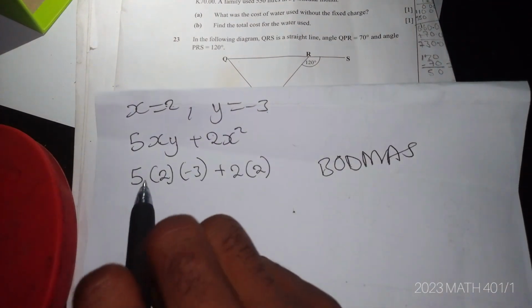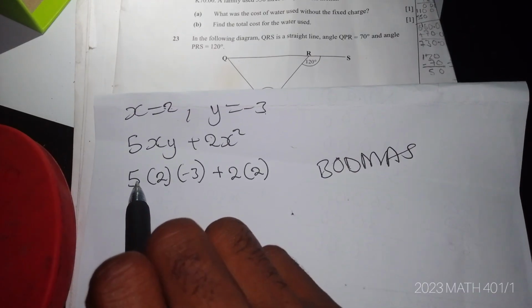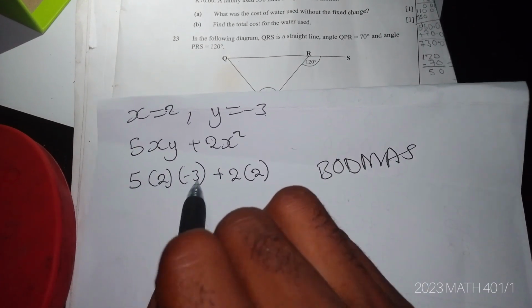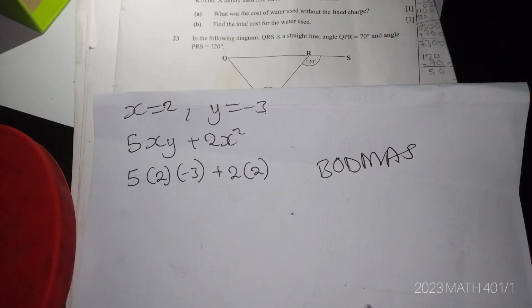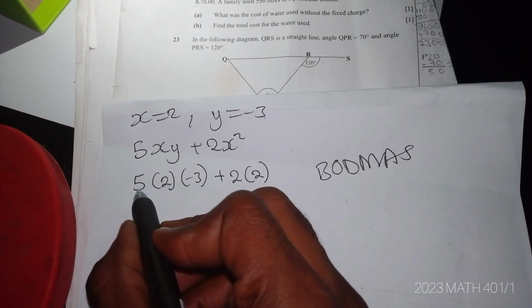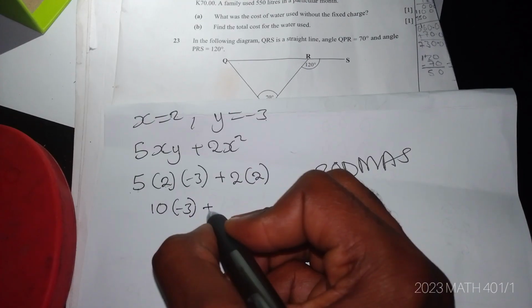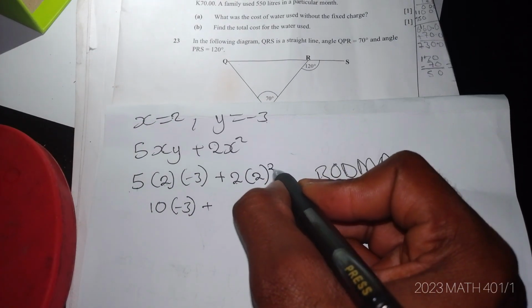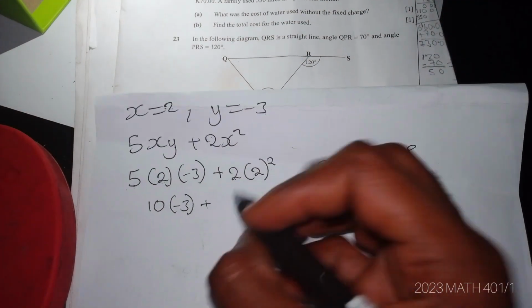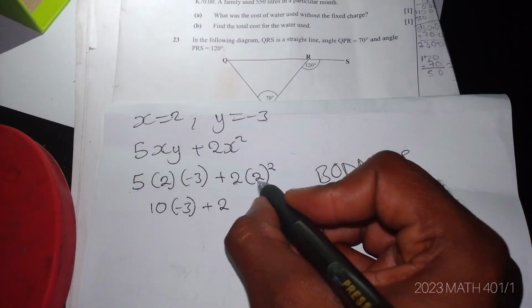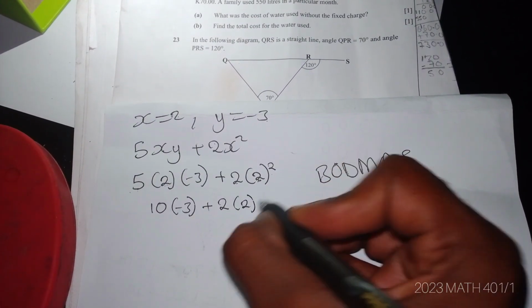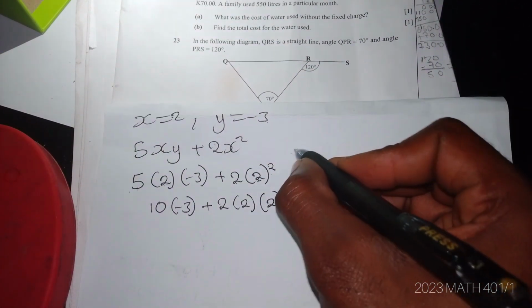So now I can either multiply these two first or these two first. The choice is mine. So I'll start with these two. 5 times 2, that's a 10. And then plus, of course, this one is squared. So if this is squared, then this means you are multiplying this by itself. So you can either say this or you can say 2 times 2.